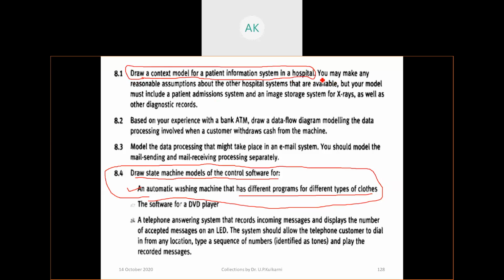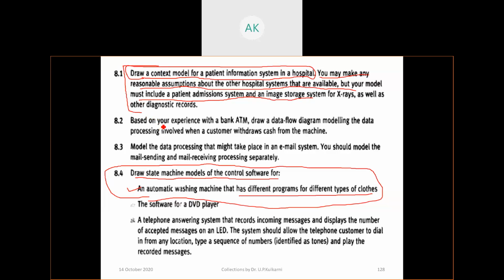So look at that. You may make any reasonable assumption by default about the other hospital systems that are available, but your model must include a patient admission system and an image storage system for x-rays as well as other diagnostic records. Got it? So it is allowing you to visualize all possible components that make up a hospital, and then prepare a context model. Now look at that other example.